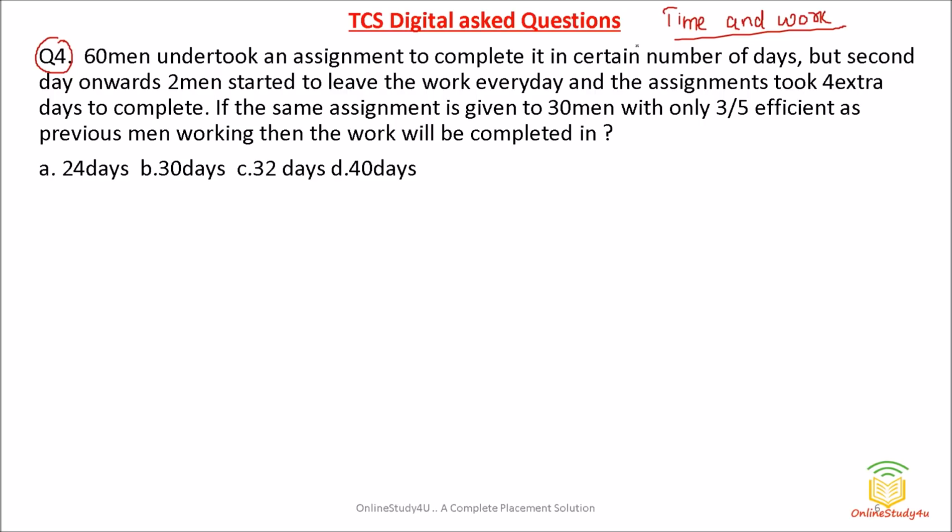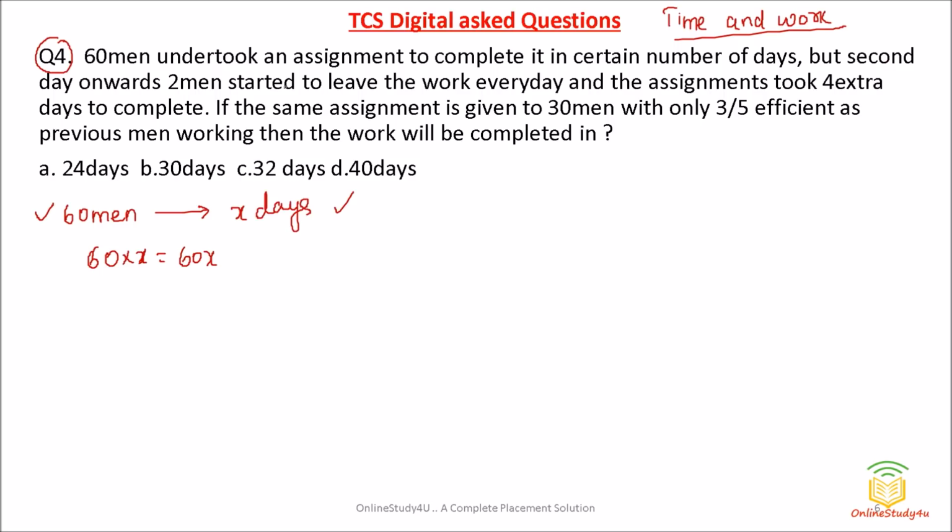Friends, 60 men undertook an assignment to complete it in a certain number of days. So suppose 60 men complete the work in x days. What will be the total number of men? 60 into x, that is 60x. Friends, you can think in terms of 10. You can take the number of days as 10. So 60 men finish the work in 10 days. What will be the total number of men required? 60 into 10, so basically 600 men are working. Okay, now this part is done.